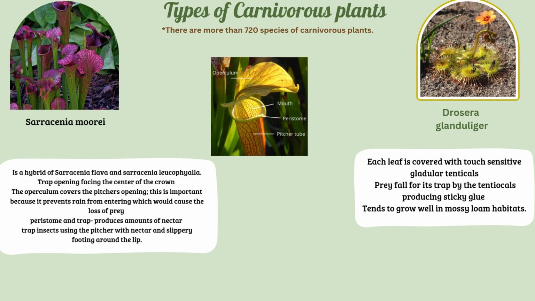The peristome and trap produce an amount of nectar, which traps insects using the pitcher with nectar and slippery footing around the lip. There is the mouth, the peristome, the pitcher tube, and the operculum. Drosera, glandular. Each leaf is covered with touch-sensitive glandular tentacles, which trap prey by producing sticky glue. This tends to grow well in mossy loam habitats.